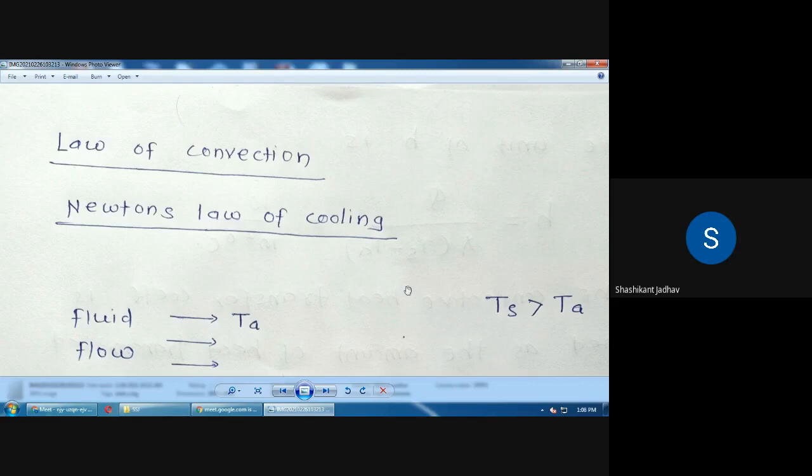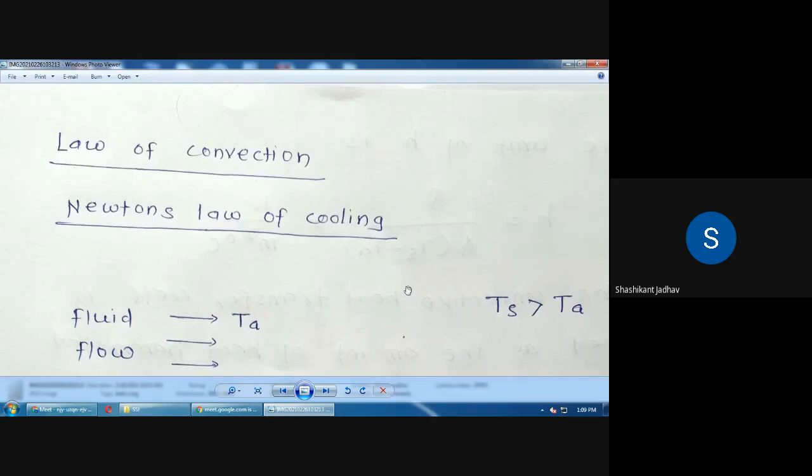Before going to Newton's law of cooling, what is meant by convection? Convection is nothing but transfer of heat because of the motion of the fluid molecules such as air or water. Suppose we are heating water in a pot, then what will happen? The molecules at the bottom gain energy, and those molecules change their position from one location to another location.